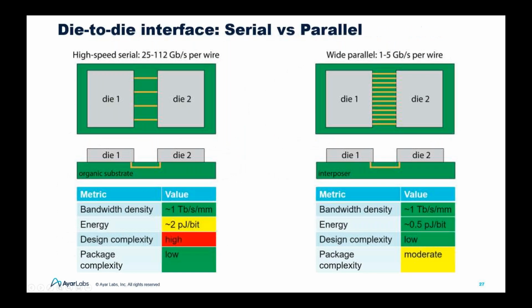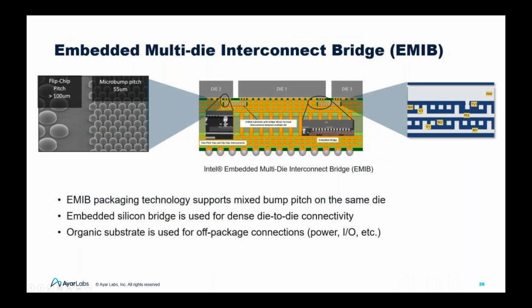Back to the question of why we picked that one. I think this is a very simple and abstract slide to compare the serial link versus parallel, which you see is a little easier if you want to implement it in parallel. First of all, package complexity is moderate and design complexity is much lower. Energy efficiency is a little bit better, and bandwidth density is still the same. That's another reason that we picked the parallel.